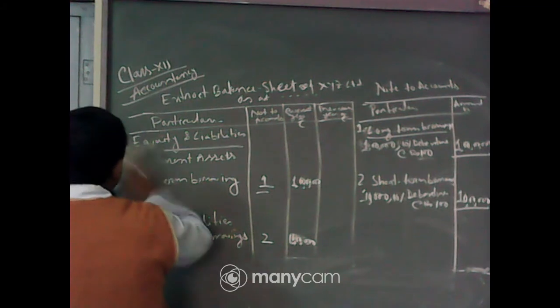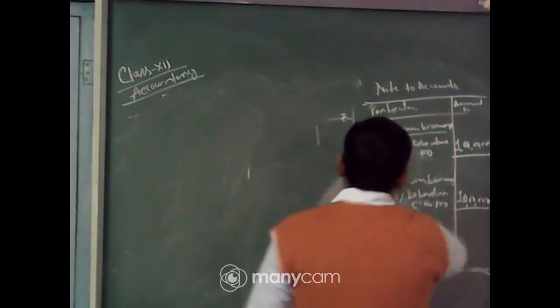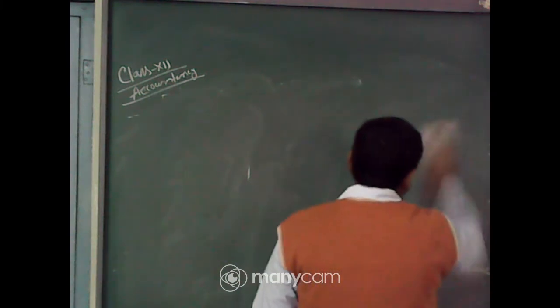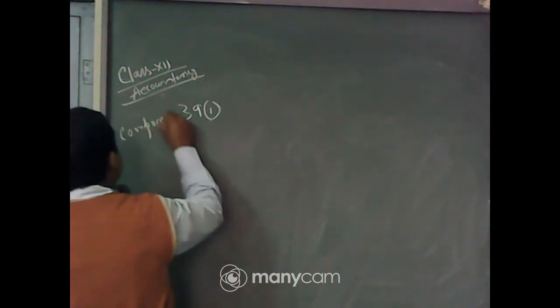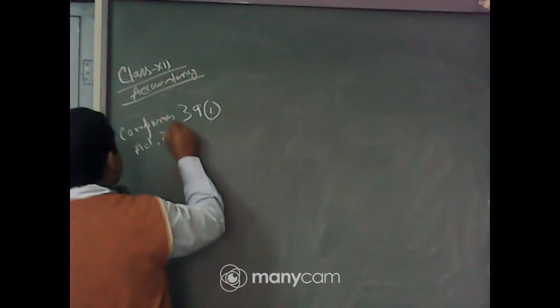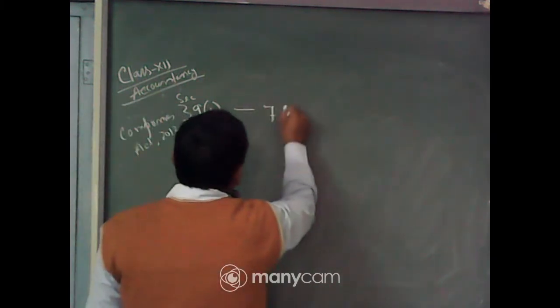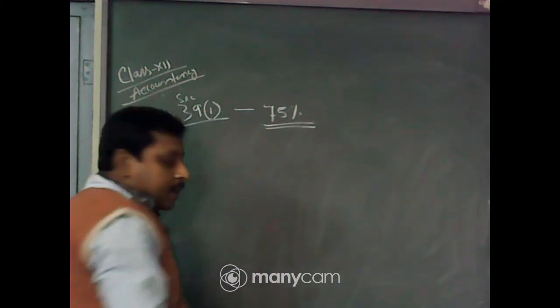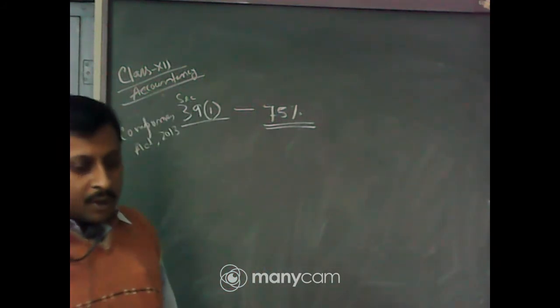Now, what is the minimum subscription that will come to your exam very often? What is the minimum subscription you have to take in case of debentures? So, as per Companies Act 2013, Section 39(1) says what is the minimum subscription you have to make. They say minimum 75% subscription will be needed. Whatever debentures you issue, you should receive a minimum of 75% in application amount.